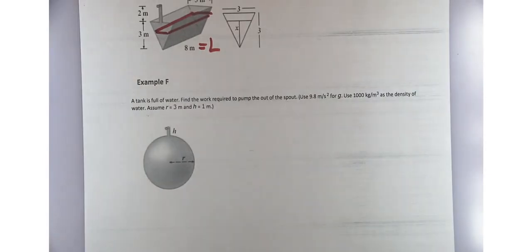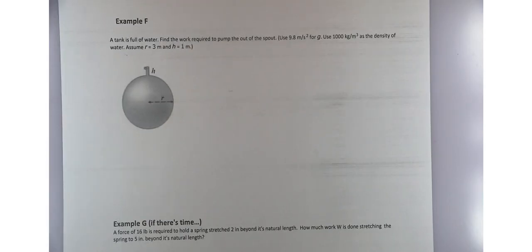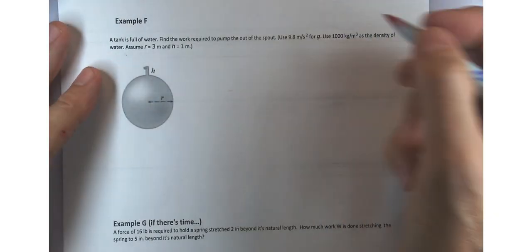All right, let's move down to example F. The tank is full of water. Find the work required to pump the water out of the spout. Use 9.8 meters per second squared for g. Use 1,000 kilograms per cubic meter for the density, so that's going to give you a weight density of water of 9,800 newtons per cubic meter.